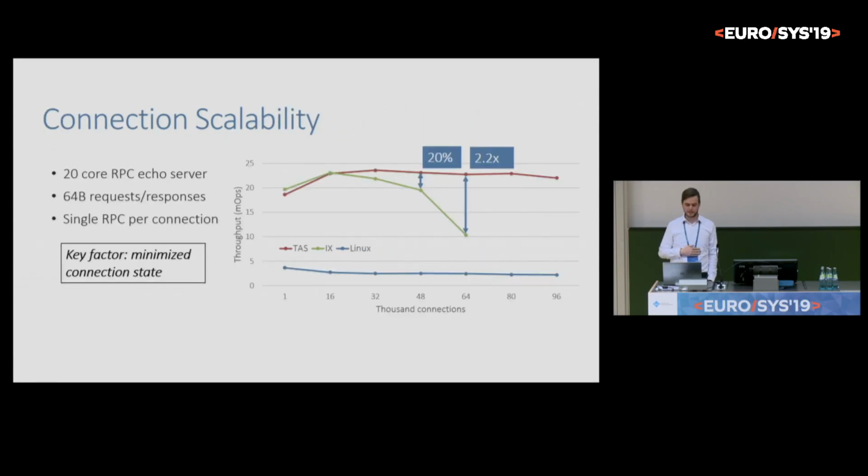The next experiment we want to run is connection scalability. We want to see what's the maximum number of connections these systems can provide. We run a 20-core RPC echo server with a single 64-byte request and response in flight. What we see is that TAS can scale up to about 100,000 connections without any degradation in throughput, whereas IX can scale up to tens of thousands and then begins to drop off, with a 20% drop at 50,000 and a 2x drop at 64,000. And then Linux has the most poorly managed state and performs slowly across the board. The key factor here is the minimized connection state. This is about how much connection state you can fit in cache.